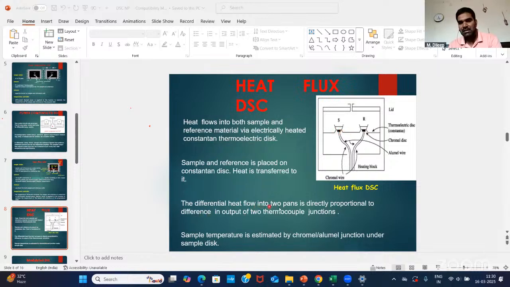The differential heat flow into the two pans is directly proportional to the difference in output of the two thermocouple junctions. So the output of the two thermocouple junctions is directly proportional to the differential heat flow of the two pans. Sample temperature is estimated by the chromel-alumel junction under the sample disc.